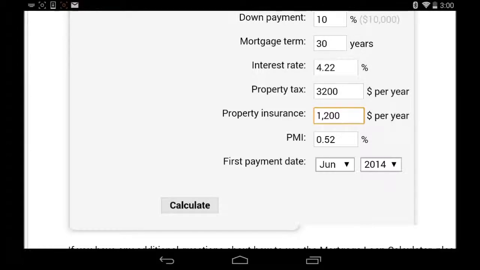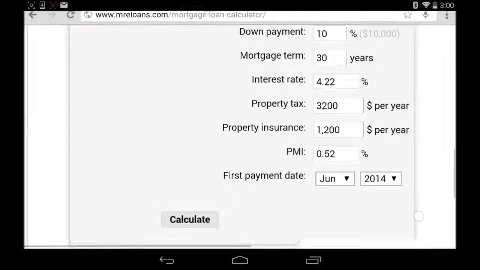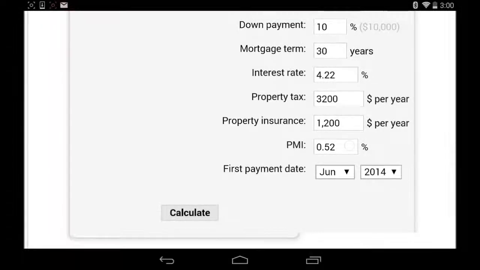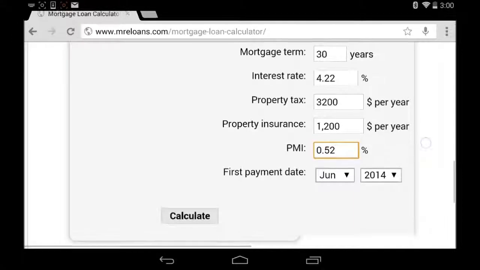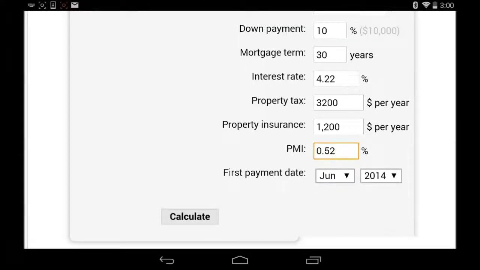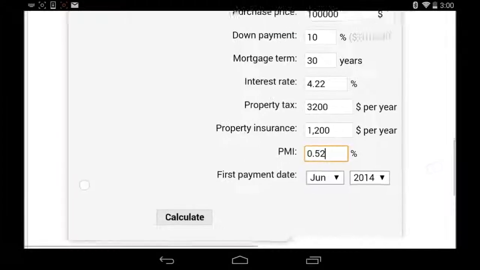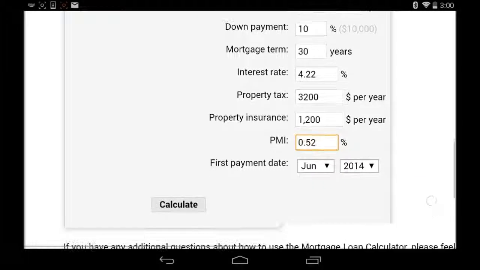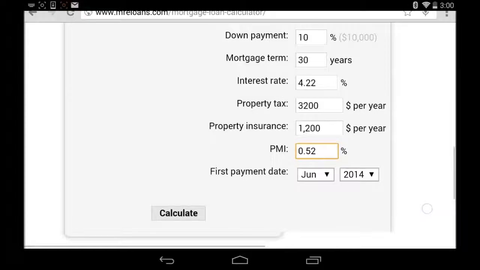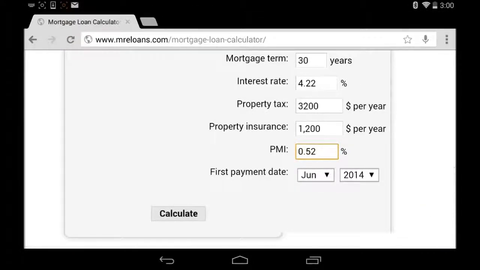PMI stands for Private Mortgage Insurance. This is required on most loans when the loan exceeds 80% of a home's appraised value. Additionally, most FHA loans also require MI, which is mortgage insurance. If you are unsure of what your monthly PMI rate is, use the estimated default that we have input into the calculator already. If your loan does not require private mortgage insurance, be sure to input 0 here.